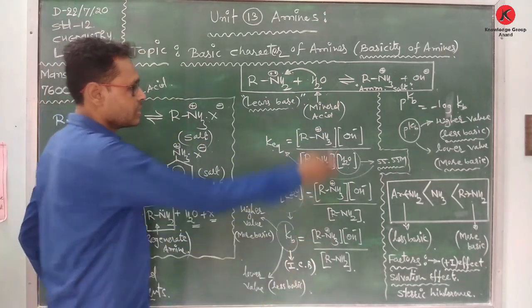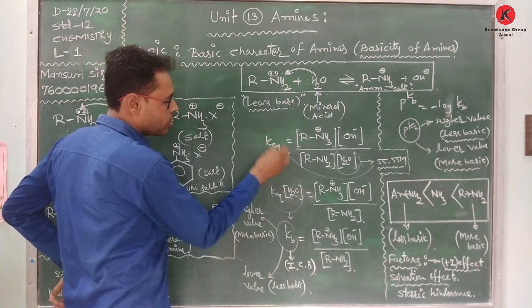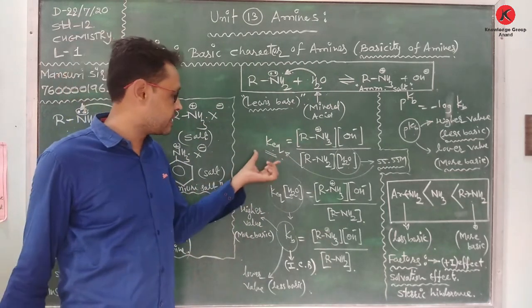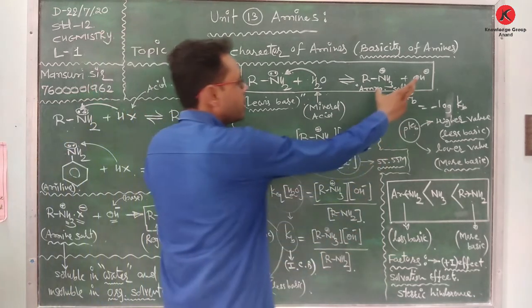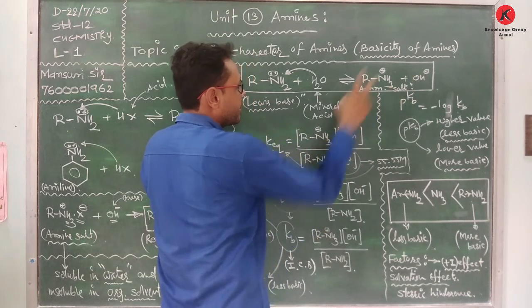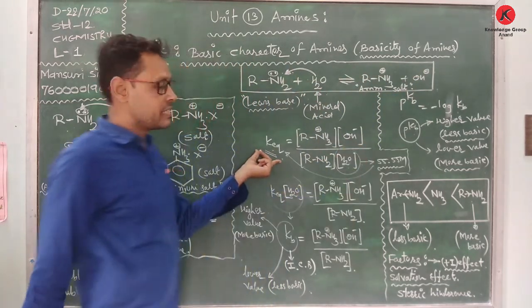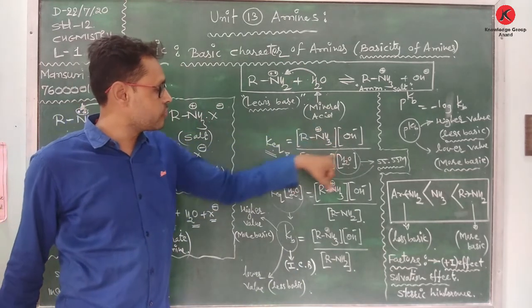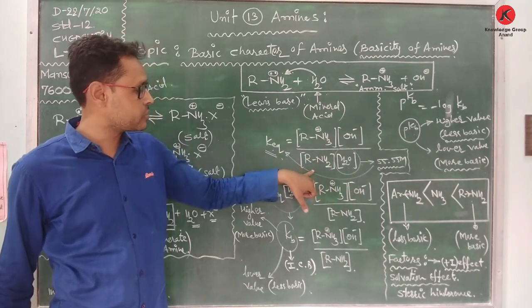Here the reaction is like this, and the equilibrium constant of this reaction will be like this. Equilibrium constant K is equal to RNH3 plus and OH minus on the upper part, and RNH2 and H2O on the lower part. That is why the terms will be RNH3 plus OH minus upon RNH2 into water.